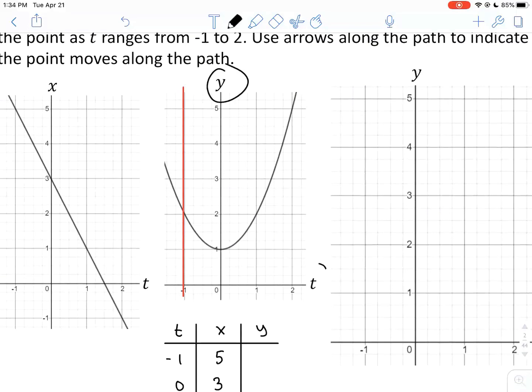Now we're going to focus on the y against t graph. So when time is -1, the output of this function is 2. So y will be 2 when t is -1. T is 0, y is 1. When t is 1, y is 2 again. And when t is 2, y is increased to 5.